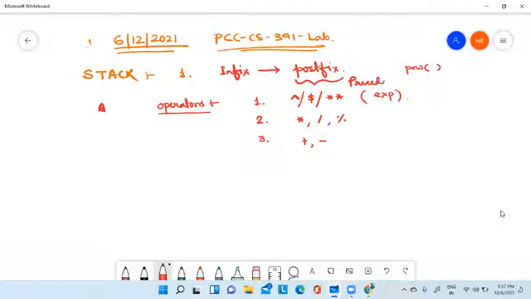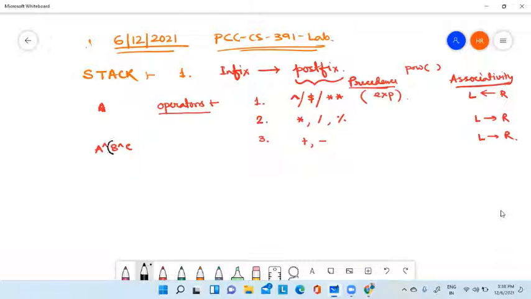sometimes we use another term which is called associativity. Normally the associativity of the to the power operator is from right to left; multiplication and division have left to right; plus and minus are also left to right. It means if we write a to the power b to the power c, then it should be executed right to left.